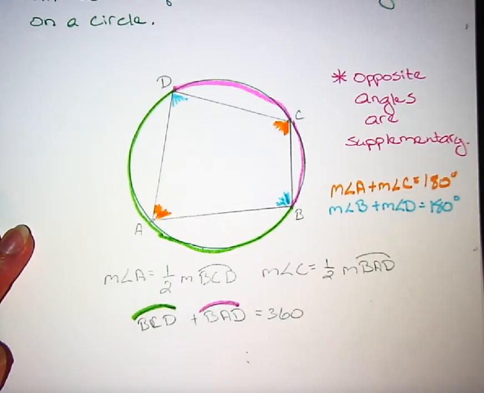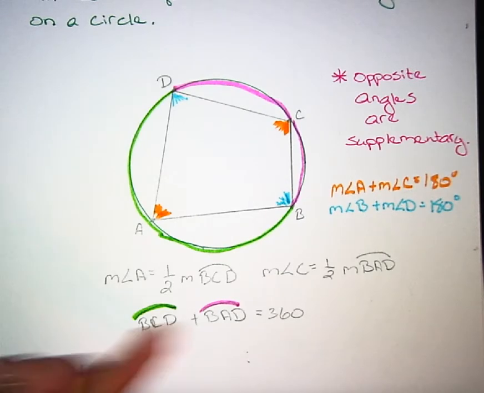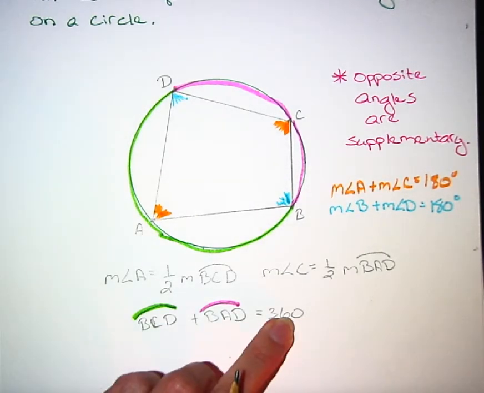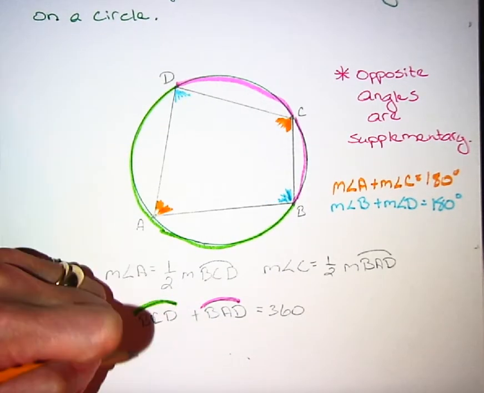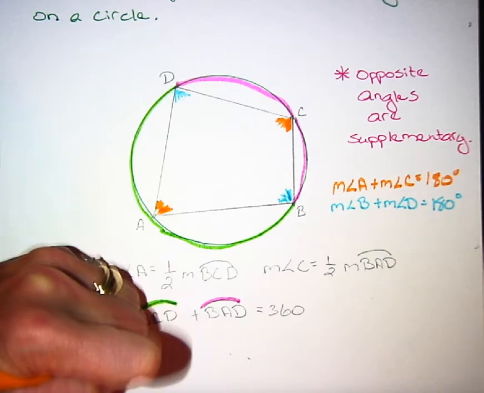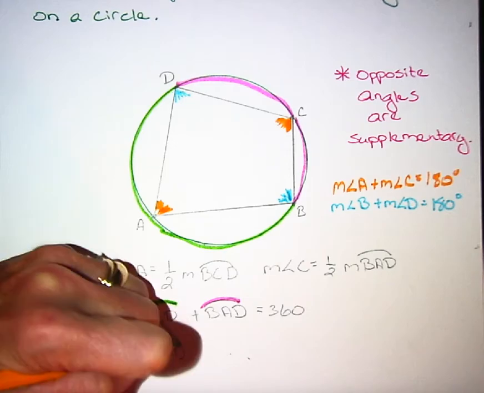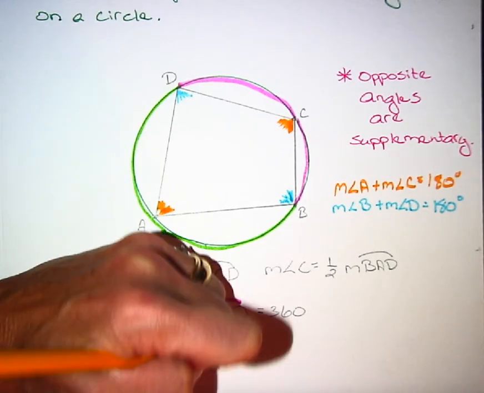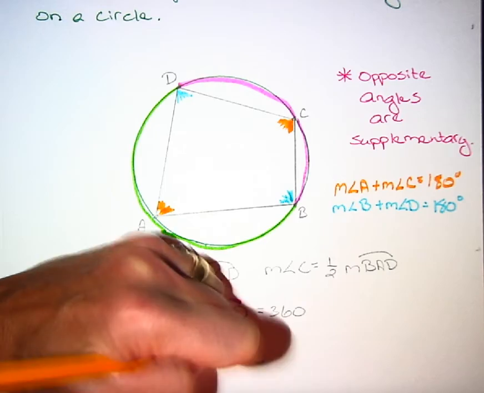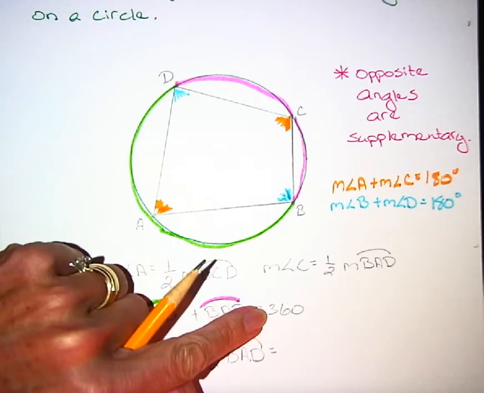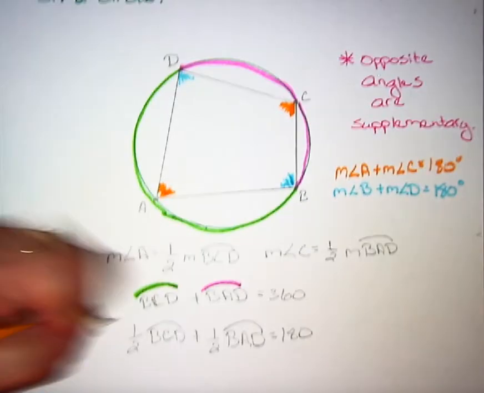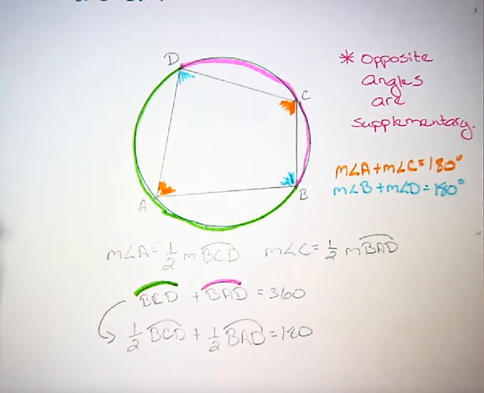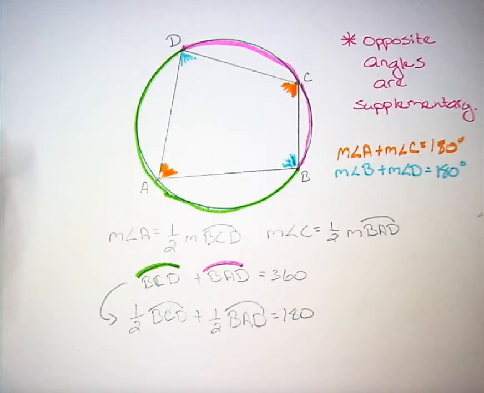All right? Now, if I take this entire equation and divide the whole thing by 2, now I have 1/2 of BCD plus 1/2 of BAD, and that would equal half of 360, which is 180. The only thing I did from this step to this step is divide everything by 2. Now, this gets us right back to where we were to begin with.